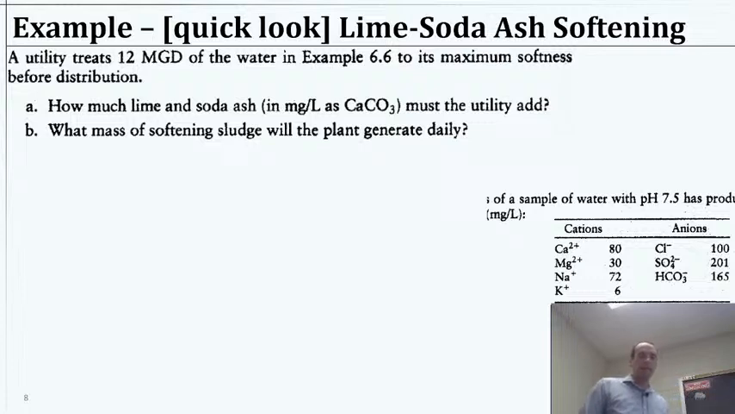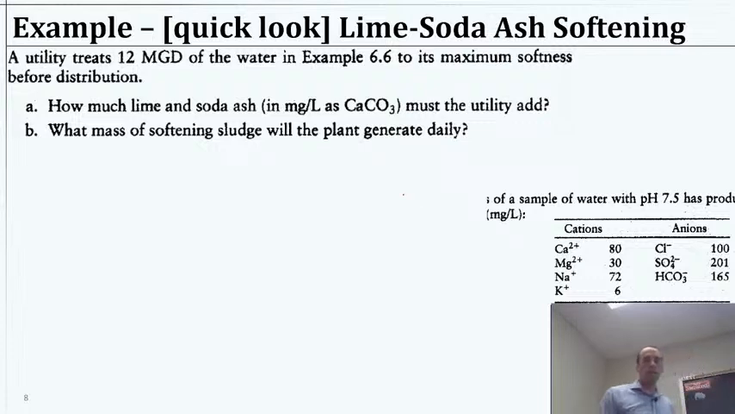Okay, so this is the example question. I said we're just going to skim real quickly through. There's a lot of text. I'm probably just going to highlight a thing or two and skip through it. The question here, though, is if we have some water utility treating some amount of water, 12 million gallons per day, we want to get it to the maximum softness, so the limit that this lime soda ash approach will take it. Question is, how much lime and soda ash must the utility add?